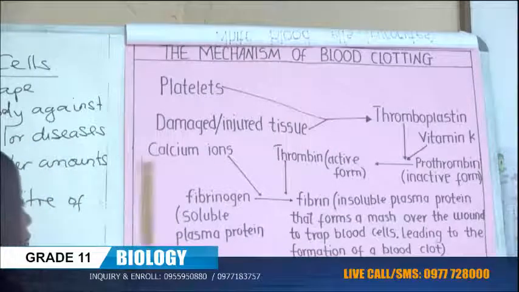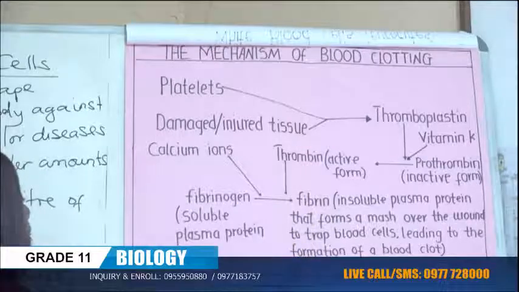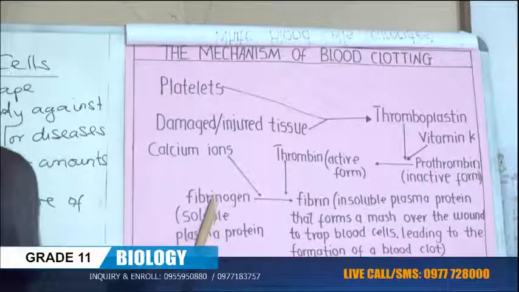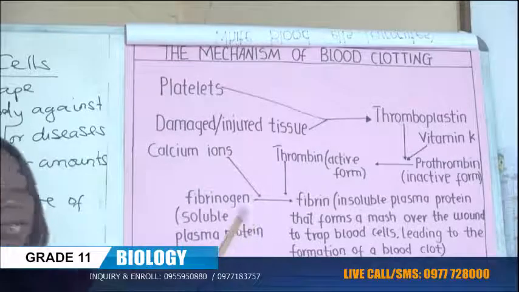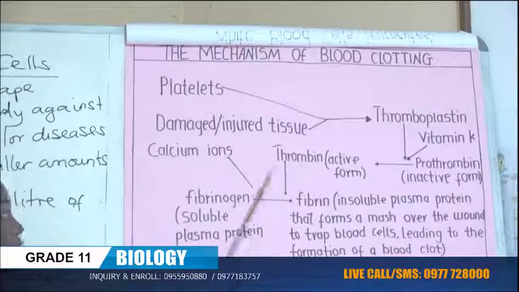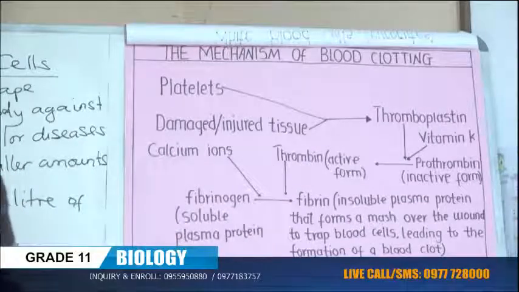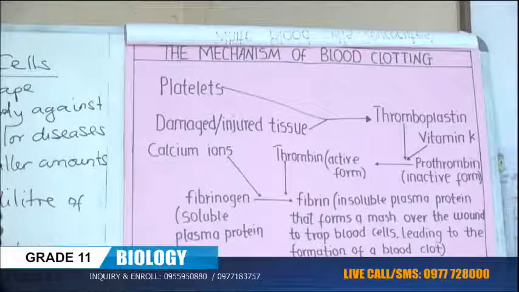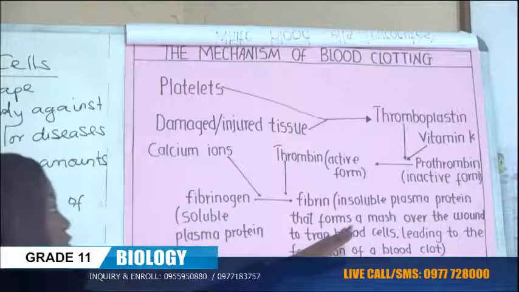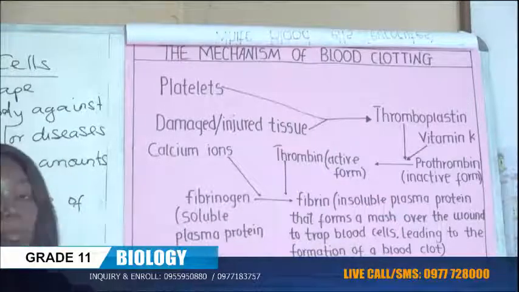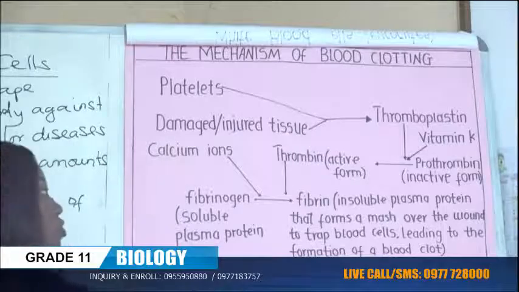It also catalyzes the formation of fibrin from fibrinogen, which is another plasma protein, but this one is soluble. So when thrombin is formed, it catalyzes the conversion of fibrinogen to fibrin. Fibrinogen is a soluble plasma protein, but what we want in the process of blood clotting is an insoluble protein. We don't want a soluble protein. We are looking for an insoluble protein.